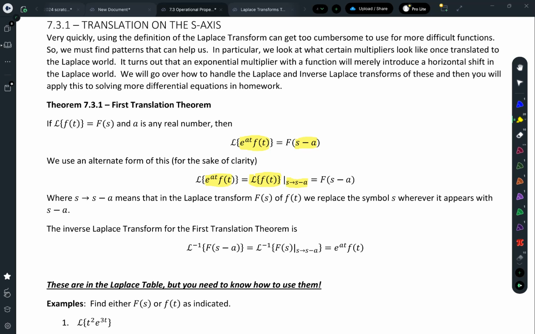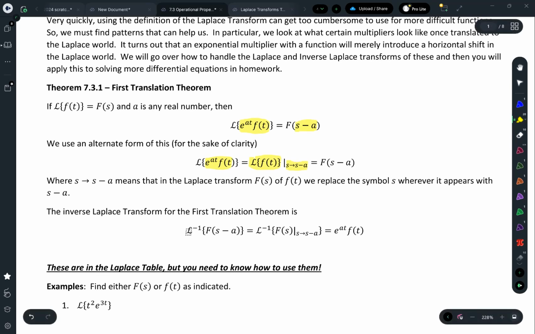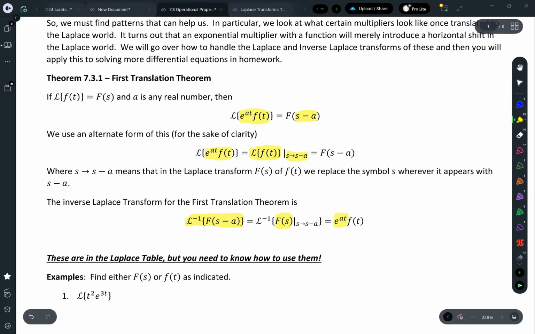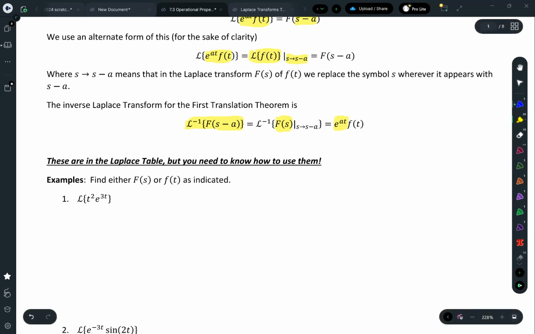And on the flip side, if we want to take the inverse Laplace transform for this first translation theorem, then let's say that we're taking Laplace inverse of big F of s minus a. What we can do is rewrite big F of s minus a as big F of s with an evaluation bar saying that s would go to s minus a. And what that evaluation bar turns into after we take the Laplace inverse is that e to the at on the outside of an f of t. Okay, so let's work on a few examples and see how we apply this.